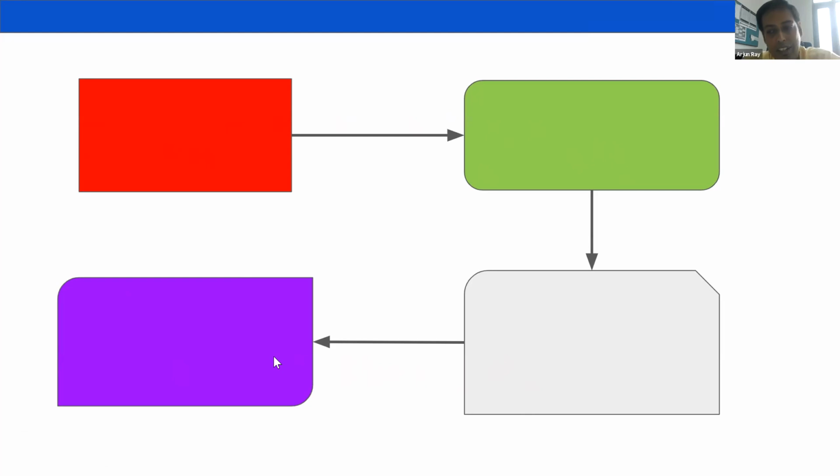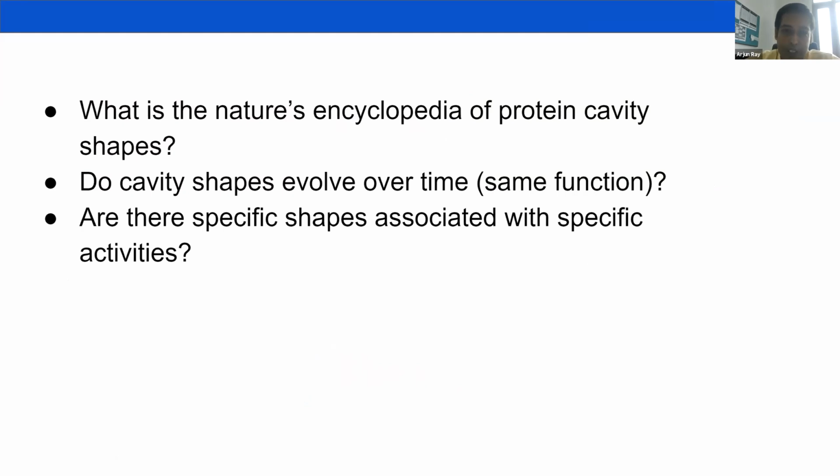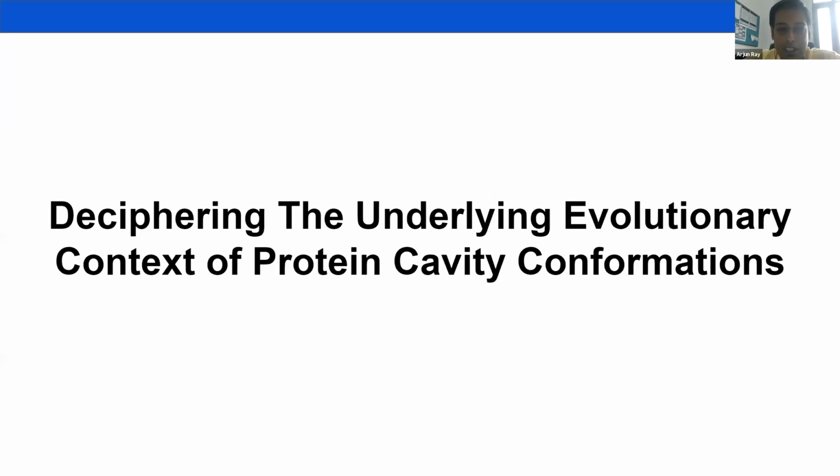Since we had this handle of a tool, now we could actually study these shapes. So the first question was, what is nature's encyclopedia of protein cavity shapes? Second, do cavity shapes evolve over time for the same function? And thirdly, are there specific shapes associated with specific activities? And this is where we are now entering the domain of molecular modeling. So Atul, in my lab, started deciphering the underlying evolutionary context of protein cavity conformations.